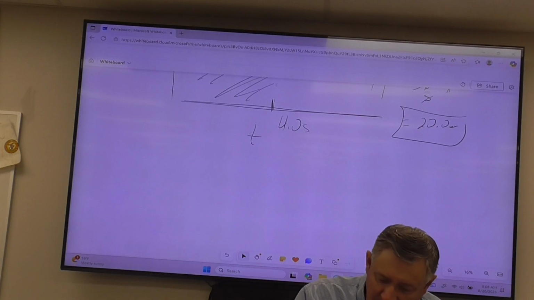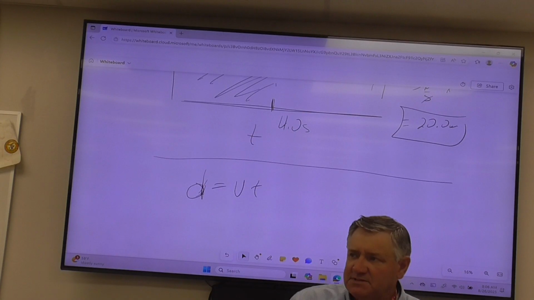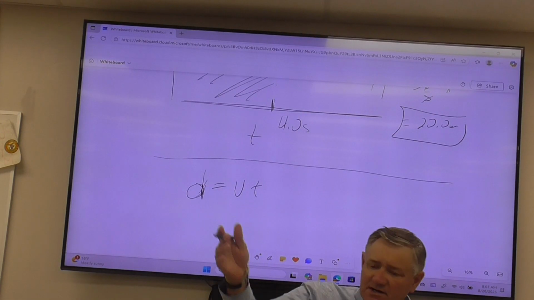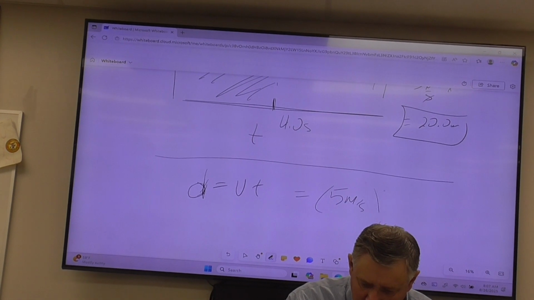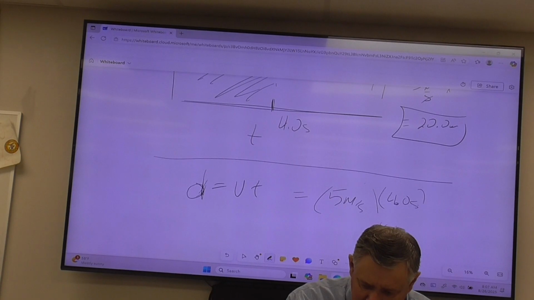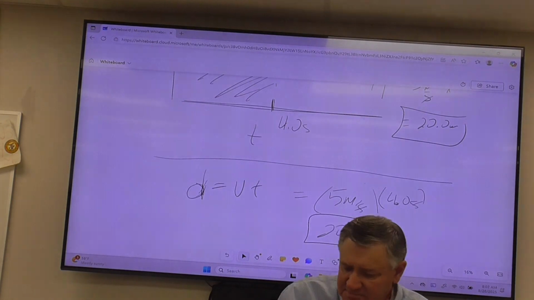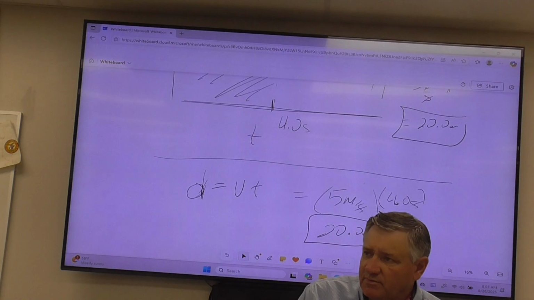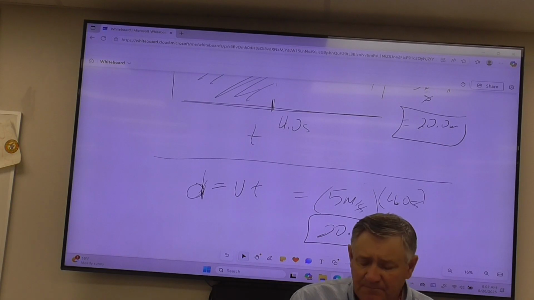Now, in the old school way of thinking about this, and you all have used this equation before, distance traveled equals velocity times time. Dylan's going to go out, and Dylan's going to run 5 meters per second for 4 seconds. We multiply that together, and you're going to get 20 meters. So that's the old school way of doing this. You all have done countless calculations with this before. It's a simple concept.